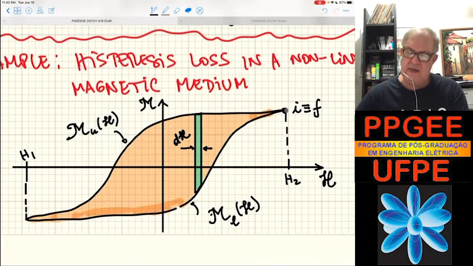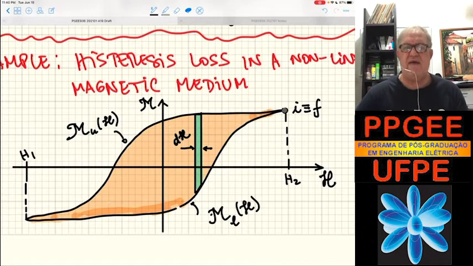So you go from the initial state, you reduce the field from H2 to H1. Let's say that you go back through this curve here. When you go up, you go like this, right? Then you have a cycle. So the question is, what is the energy variation if I make a full cycle like this?